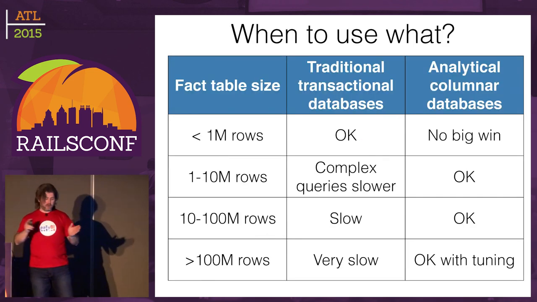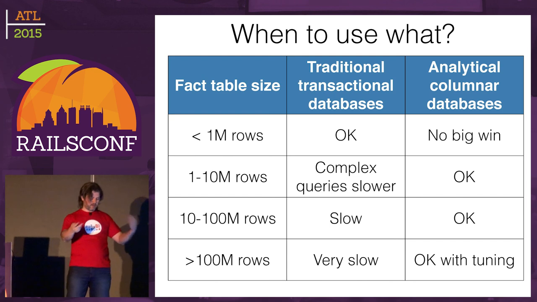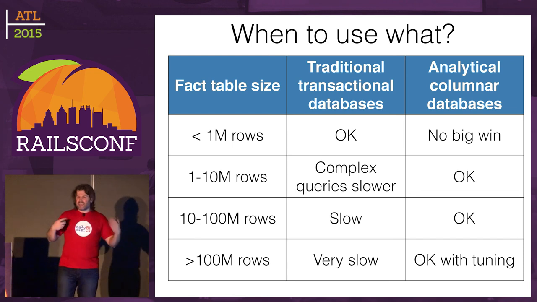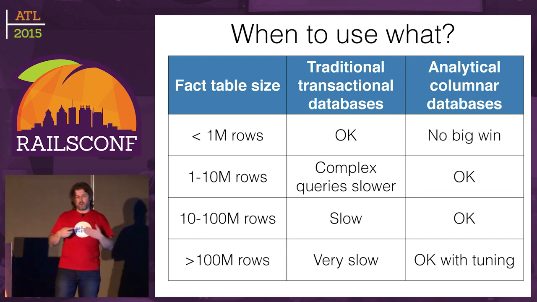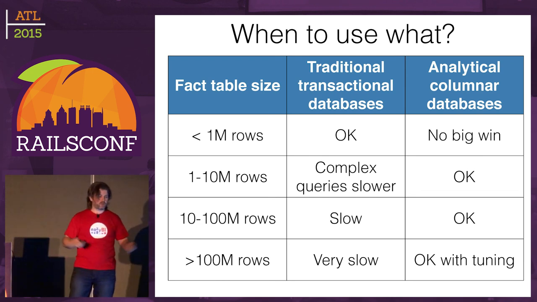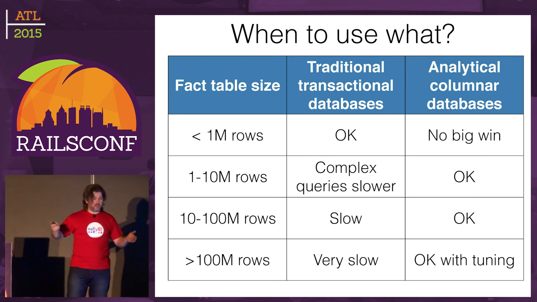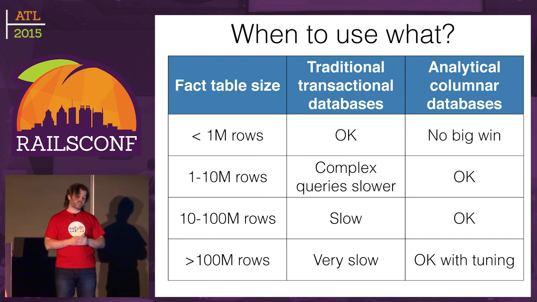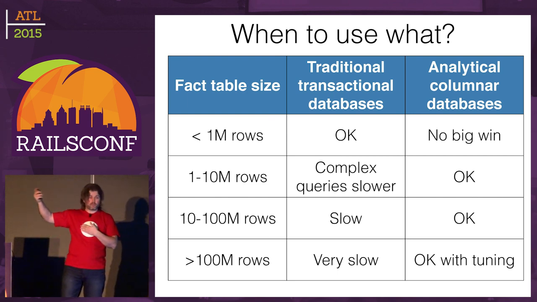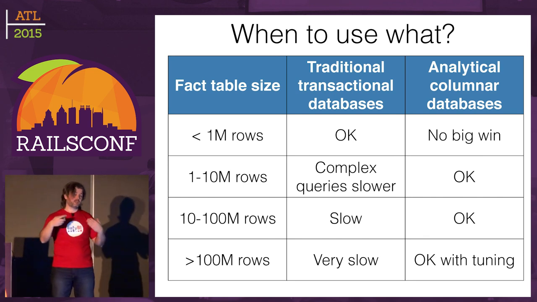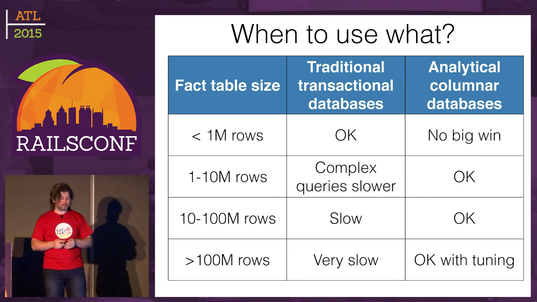And my very unsophisticated, unscientific recommendation on when to consider this: if you have less than 1 million rows in fact tables, then you probably won't see any big difference. If you get to 10 million, then complex queries will get slower on Postgres or MySQL. And if it will be 100 million, you won't be able to manage these aggregation queries in realistic time. So when you already have 10 million and more records in your fact table, then for analytical queries you might need to consider these analytical columnar databases.